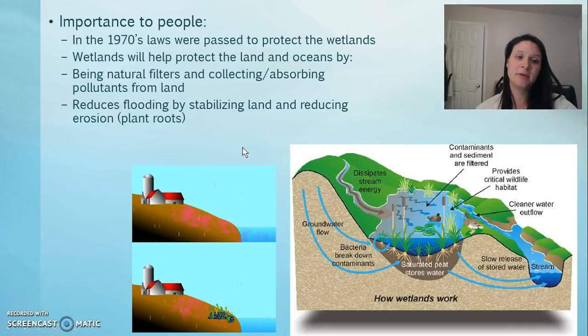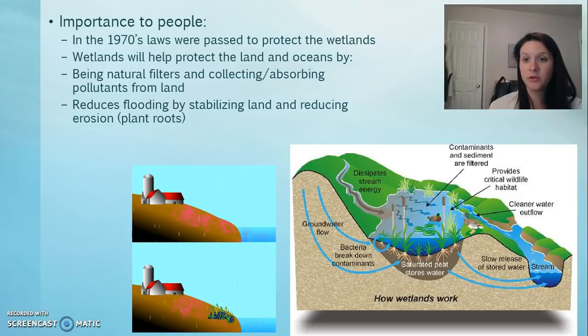Another thing it does for the people and mainly for our land is that it helps reduce flooding. All of those root systems in the plants, we talked about this earlier, help to reduce erosion because it stabilizes the ground and soaks up that water. So it will help keep the land intact along the coastlines and not wash out into the oceans.